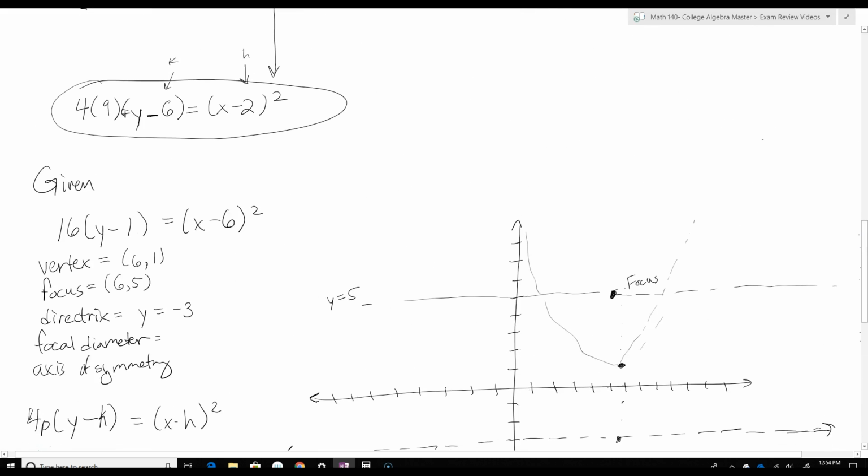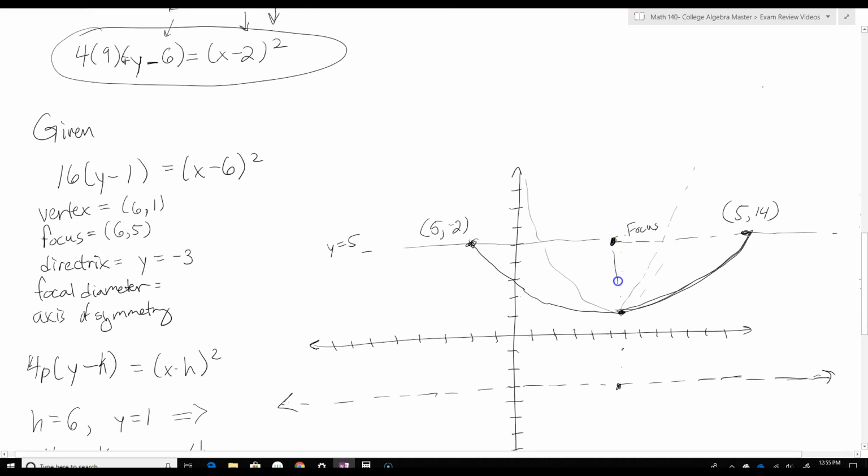Okay. So what we do is we say, okay, so I'm going to end up with, this is going to end up at negative 2. And since the parabola is symmetric, we know that I'm going to basically end up over here at 14 as well. So I know that right here I've got one at 5, negative 2, and also another one at 5, 14. So that's basically one of the ways to think about this.